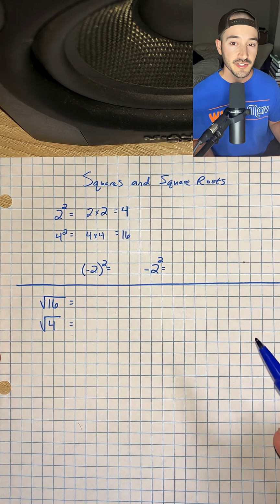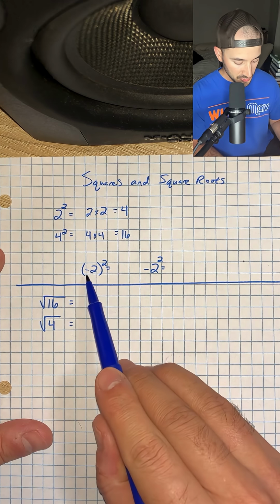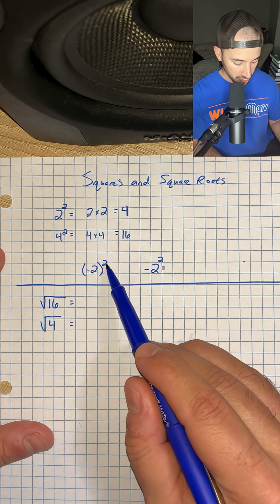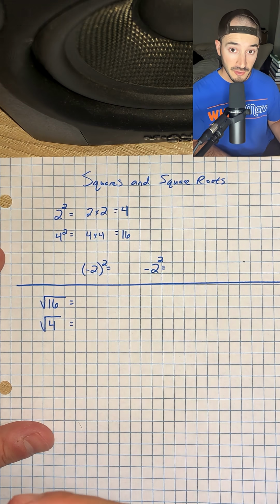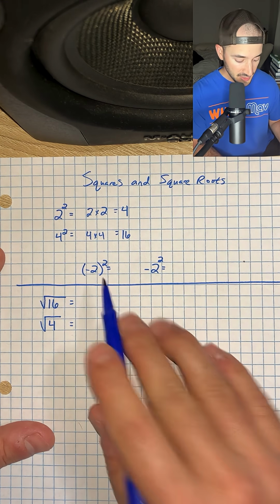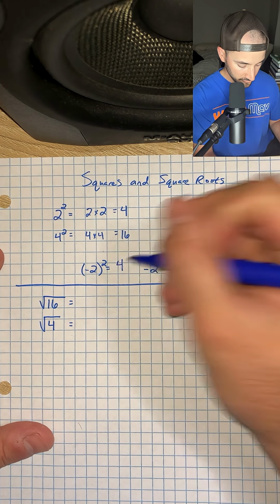Okay, so now let's look at a couple of different examples. Let's say that we have, inside parentheses, negative 2 squared. Well, that means that we're doing negative 2 times negative 2. And we know that negative times negative equals a positive. So this would be equal to positive 4.